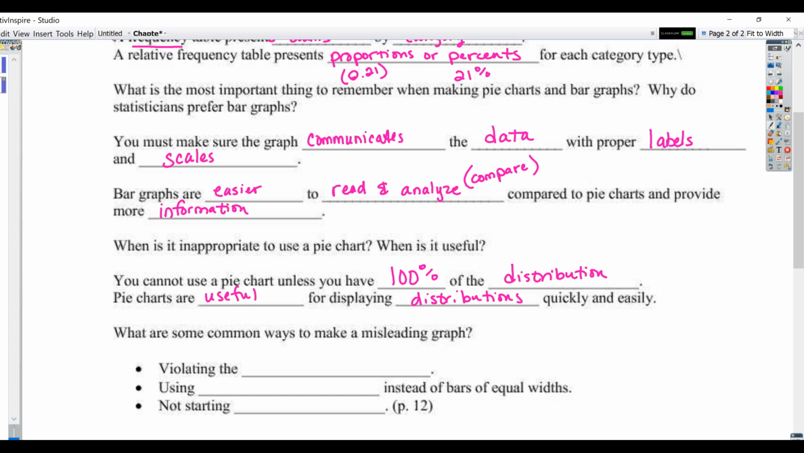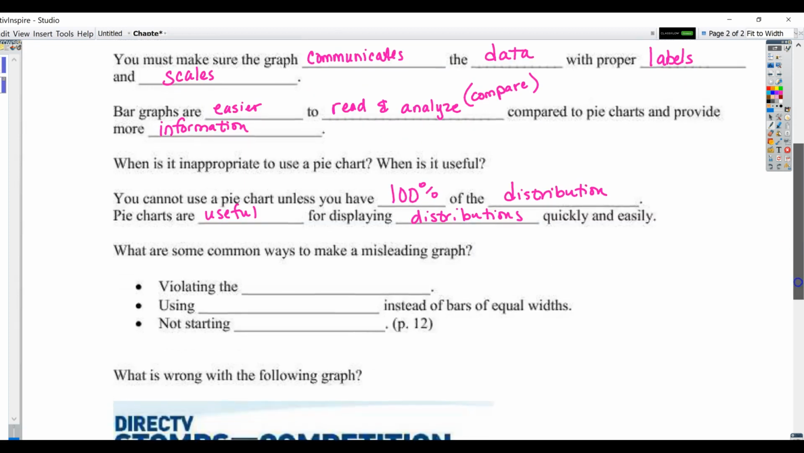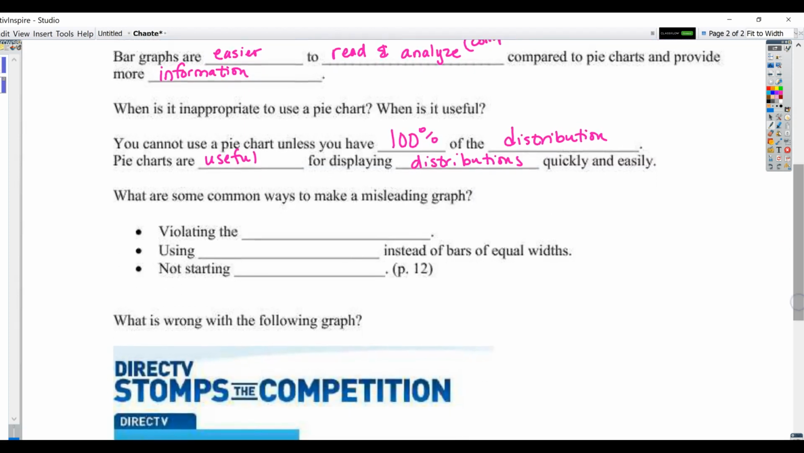So what are some common ways to make a misleading graph? This is kind of new to AP Stats. This other stuff, you know what a pie chart is, you know what a bar graph is, that kind of thing is just review. So we will look at this. The first one is something called the area principle. Area should represent the proportion.